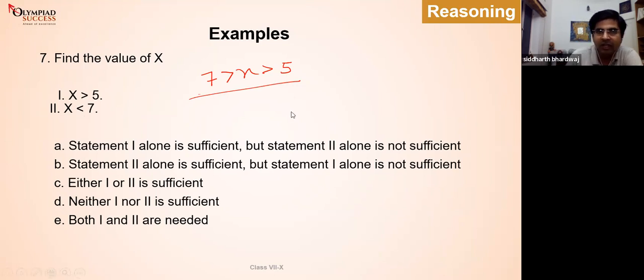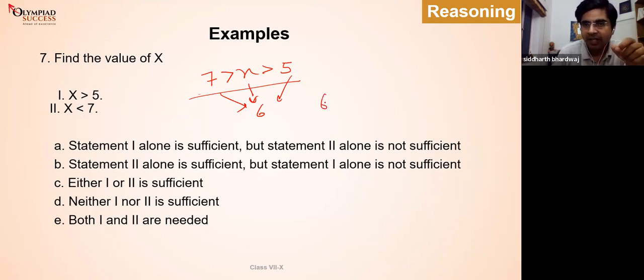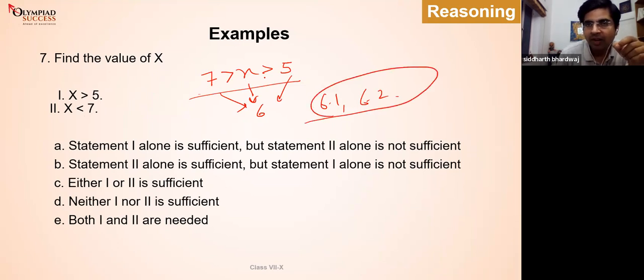So if you combine these two, it looks like you can get the answer. For example, x is greater than 5 and less than 7. So which is that number which is less than 7 and greater than 5? There is only one number like that, that is 6. 6 is greater than 5 but less than 7. But what is written here? What is the number? The number can be any, even 6.1 is the number, 6.2 is the number. So there are so many numbers in between 5 and 7.